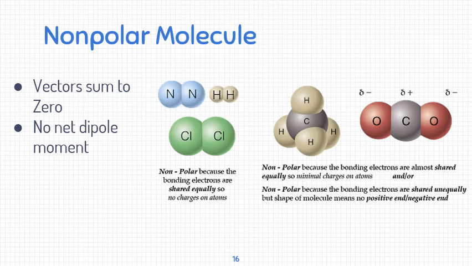So those are 3 different ways that we can have a nonpolar molecule. We're really going to be focusing on the last one today, where we can still have polar bonds within the molecule, but the whole thing is nonpolar because the polar bonds cancel each other out. Okay?